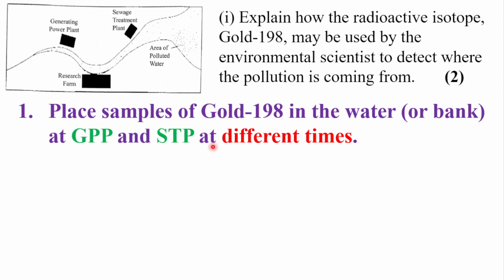Okay, and you want to do this at different times, because if you put the gold at the same time, you're not going to know which one is causing the pollution. So let's say you start with the generating power plant first, and you do your experiment, and then after you finish that experiment, you go to the sewage treatment plant and do the same thing.